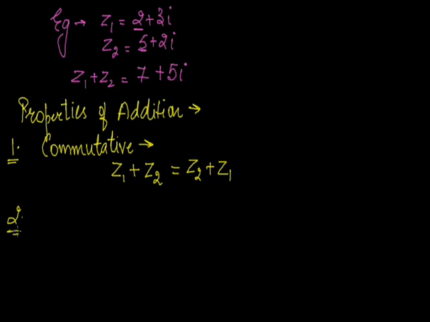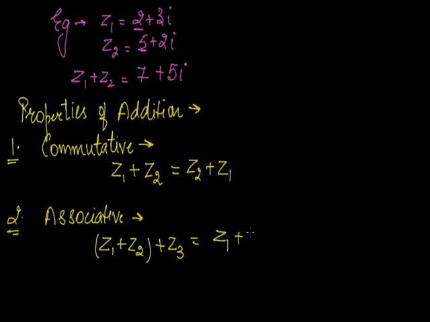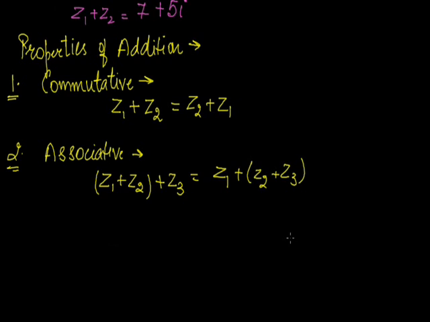Second property is associative property. What does associative property say? It is for grouping. So if we add z1 plus z2, then we add the third complex number to that, or if we first add z2 and z3 and then add z1 to this, it will always be equal. So in complex number addition, commutative follows and associative also follows.